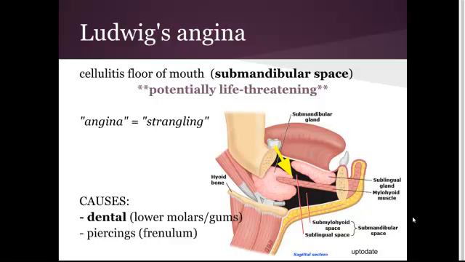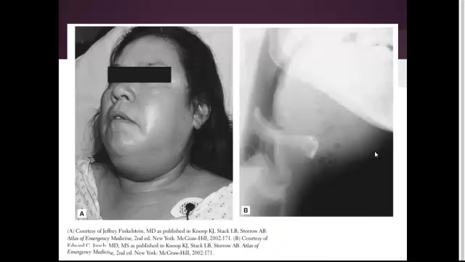The major causes are dental, so any of the lower molars or gums. Make sure to ask your patients if they've had any infection within the recent weeks. It has also been known to be caused by piercings, like from the frenulum or the tongue. And you can see here that the submandibular space is comprised of the submylohyoid space and the sublingual space. And here's an example of a patient with Ludwig's angina from the Atlas of Emergency Medicine. There's a lot of fullness in the face here, so the submental area, and here on x-ray as well.